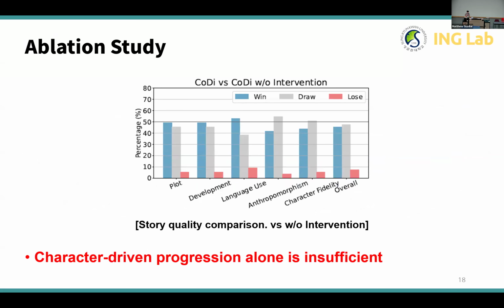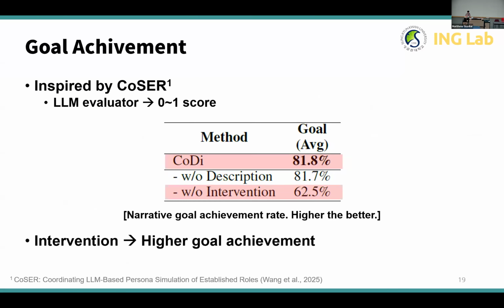And then we also did an evaluation study on the intervention option. As you can see, intervention affected the story quality, and it means that character-driven progression alone is insufficient. We also calculated the goal achievement by the LLM judge framework from the Coser paper, and we got 80% narrative goal achievement. If we delete intervention, it drops to 60%, which means the intervention is really powerful for achieving narrative goals.